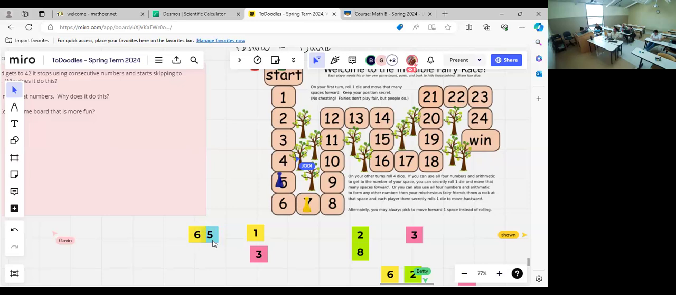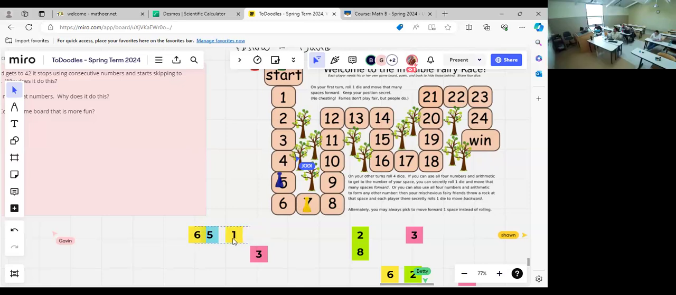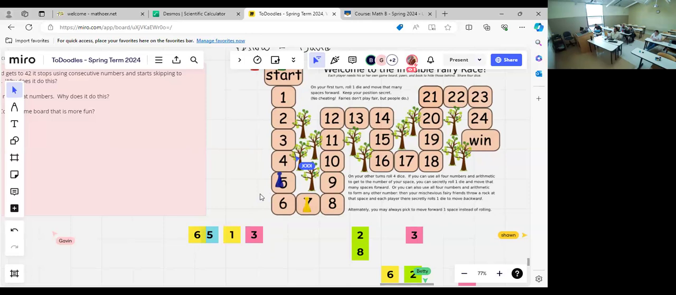Six minus five is 1. Equals 1. 1 plus 1 is 2, plus 3, plus 1. Okay. Yeah. So now we have to figure out how to communicate to them secretly where they are.